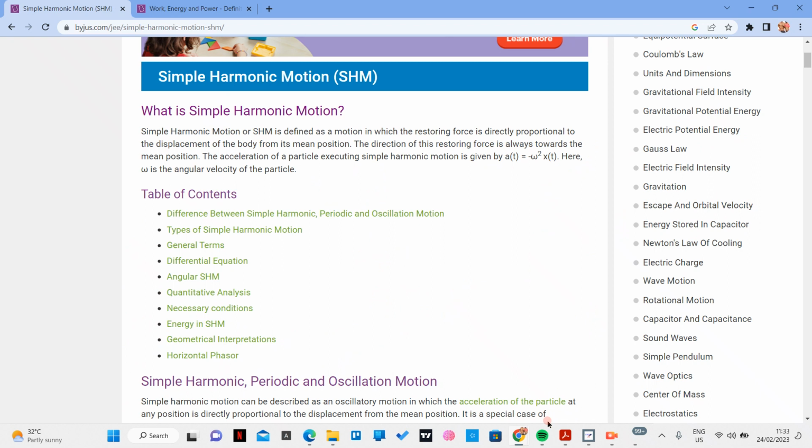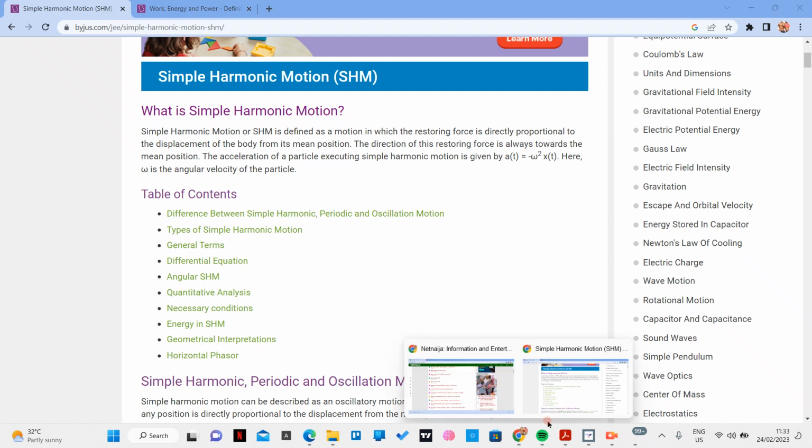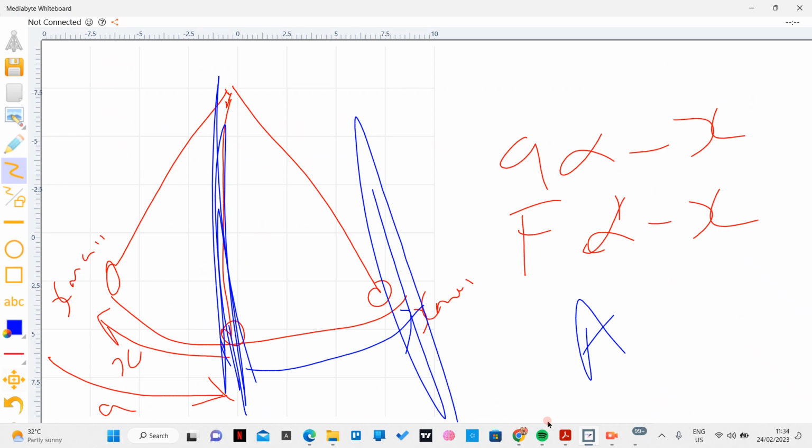Okay, so the acceleration of a particle executing simple harmonic motion is given by what? The acceleration at time t is equal to minus omega squared x(t). Now, omega squared is the constant there. When you remove the proportionality constant from here, you have a equals minus kx. Now, that k is minus omega squared. So that's how they got that in that particular scenario.